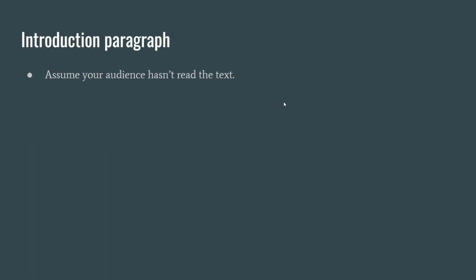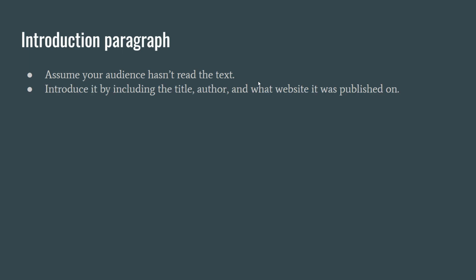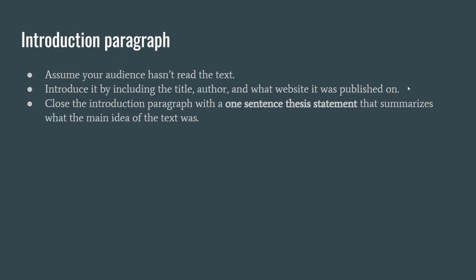Your introduction paragraph starts everything. First of all, we have to assume that our audience has not read the text that you're summarizing. It's tempting to assume they have, especially because most likely your instructor gave you the text to summarize. But remember, your instructor is not your audience when you write. You're learning audience awareness and assuming your audience hasn't read the text so that your writing is clear, short, and to the point. So introduce that text that you're analyzing by mentioning the title, what is it called, who wrote it, and what website it was published on. Because you're assuming only you know.